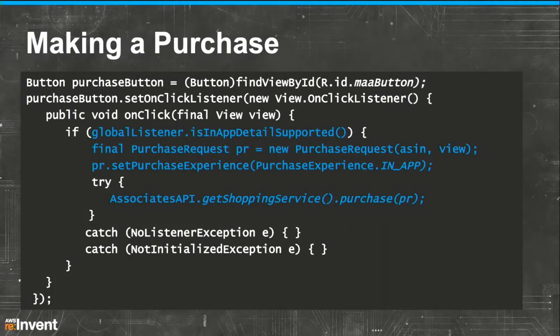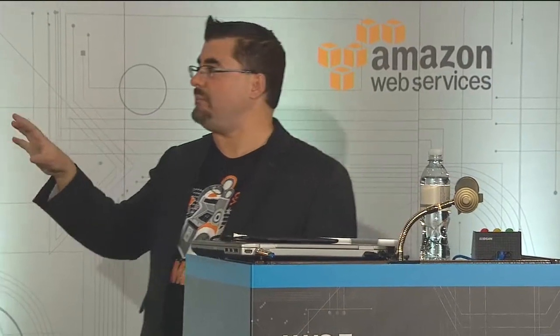And when I'm ready to actually go ahead and purchase something, this is the handler for the on-click event. So you can see inside of my global listener, I've made sure that app detail is supported, and I'm going to create a purchase request. And inside of that call, I'm passing in the ASIN. Everybody see that? So that ASIN is that snake toy. And then I'm going to set my purchase experience to be the full purchase experience in-app, which you're seeing right there. We're going to get the shopping service, and we're going to do a purchase. So that's it from a code standpoint.